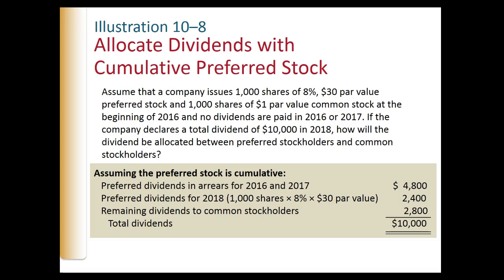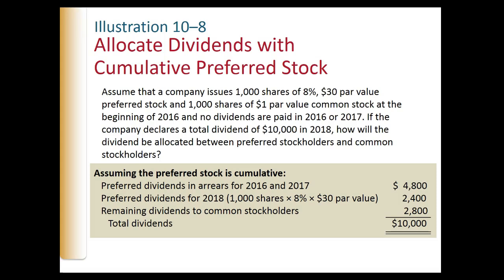Now, assume that a company issues 1,000 shares of 8% $30 par value preferred stock and 1,000 shares of $1 par value common stock at the beginning of 2016. If the preferred stock is cumulative, the company owes a dividend on the preferred stock of $2,400 each year, which would be 1,000 shares at 8% at $30 par value. If the dividend is not paid in 2016 or in 2017, dividend in arrears for the 2 years will total $4,800.